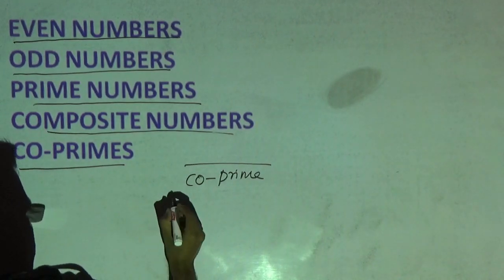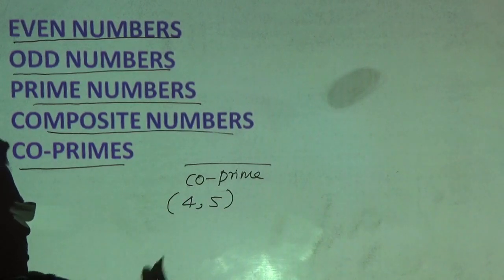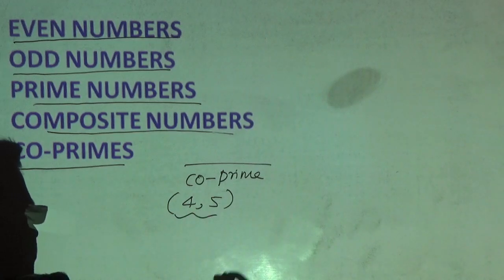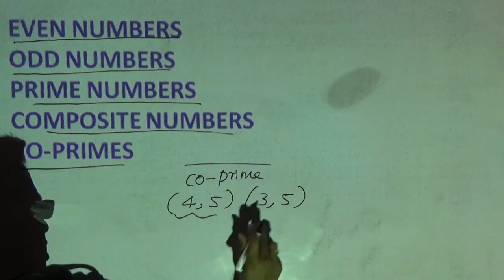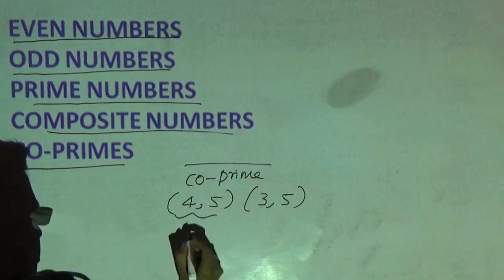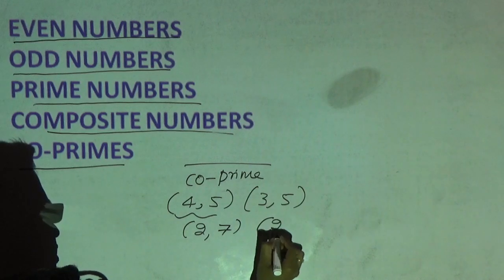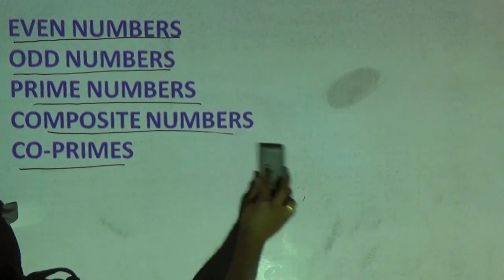You got it? Okay, I will give you some more examples. 4 and 5. HCF is 1. So these two numbers are called co-prime numbers. Then 3 and 5 is also an example of co-prime numbers. Then 2 and 7 are co-prime numbers. 2 and 5 are co-prime numbers. So hope you understood what co-prime numbers are. Co-prime numbers are those numbers whose HCF between them is 1.